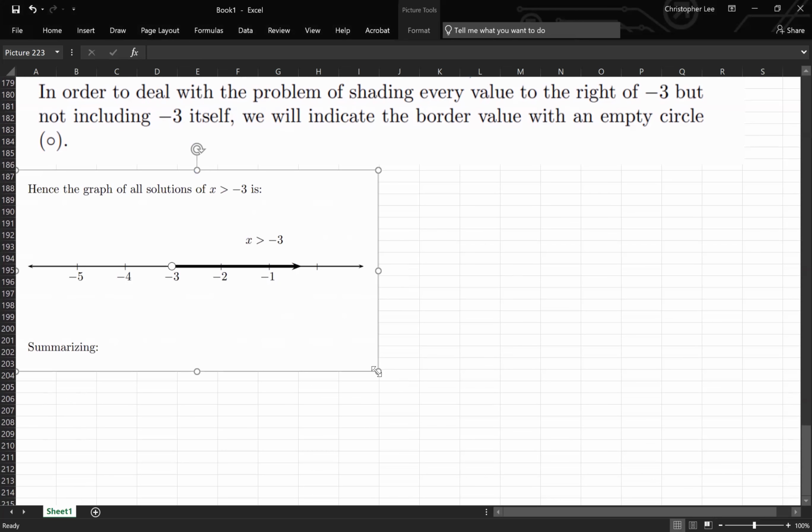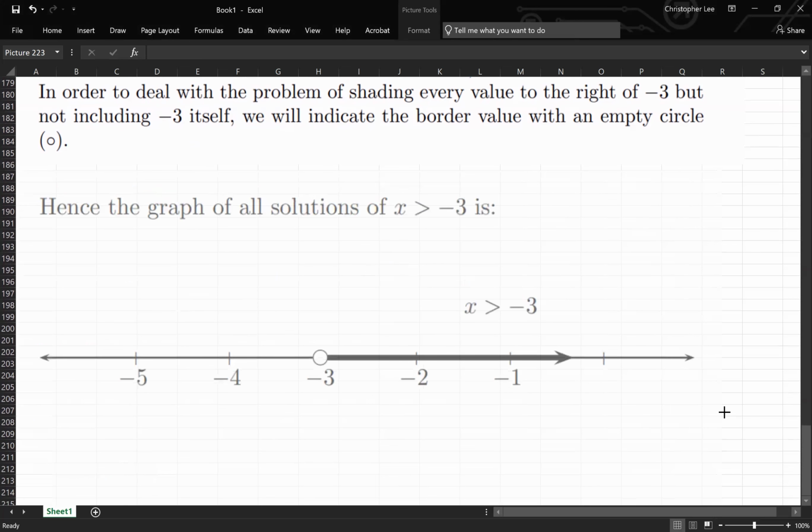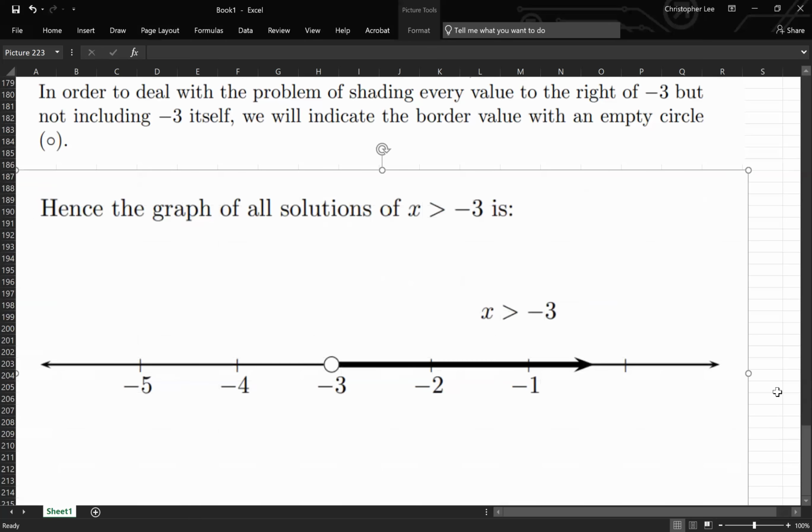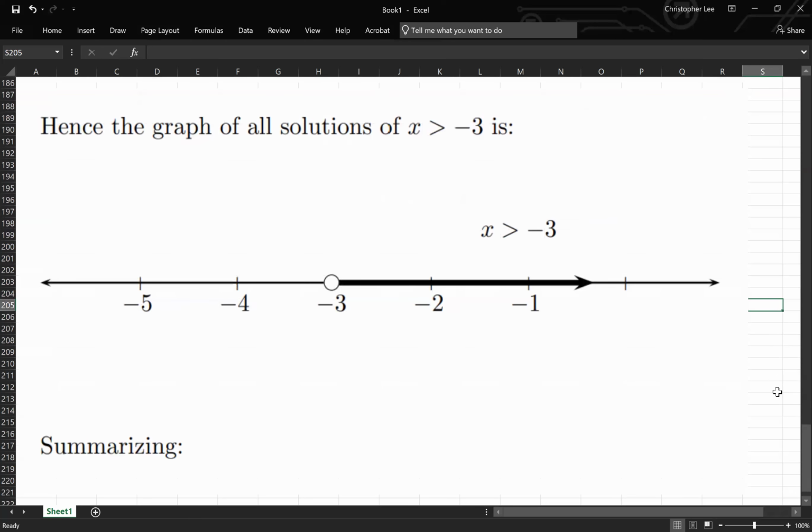So hence the graph of all solutions for x greater than -3 will be an open circle at -3 and then going straight to the right. No closed circle.